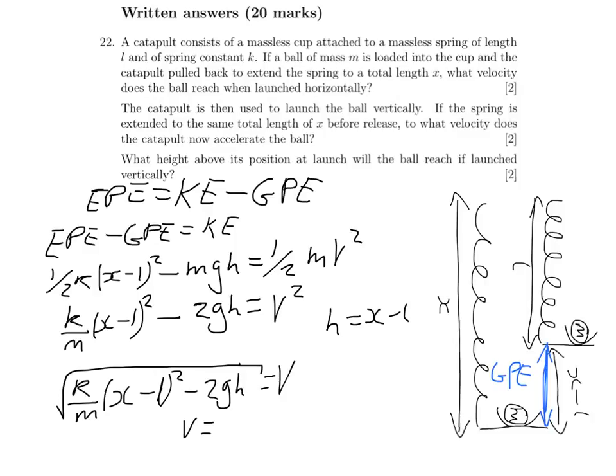So the final answer for velocity is the square root of k over m (x minus L) all squared, minus 2g(x minus L).